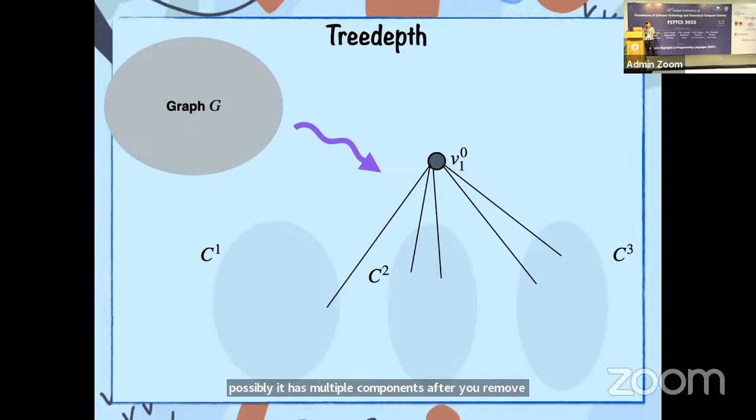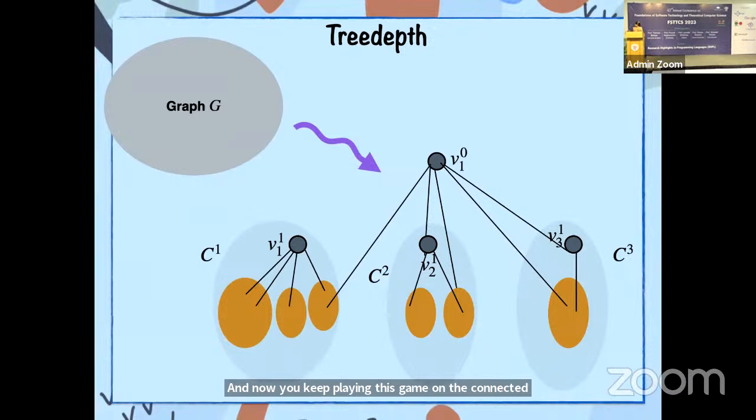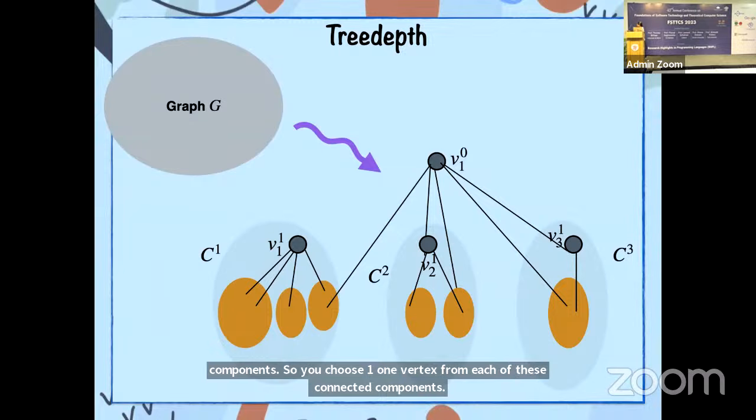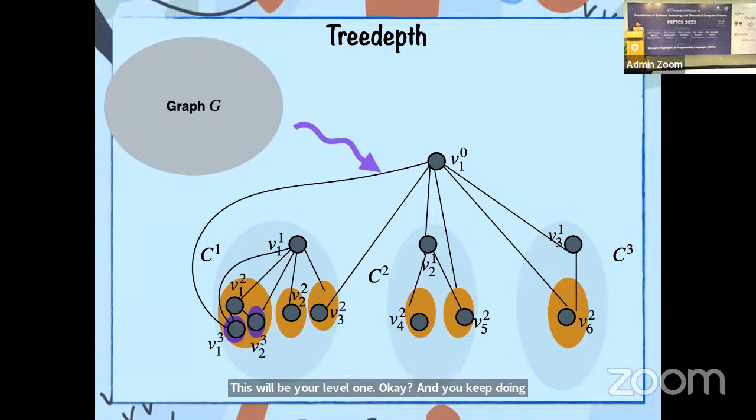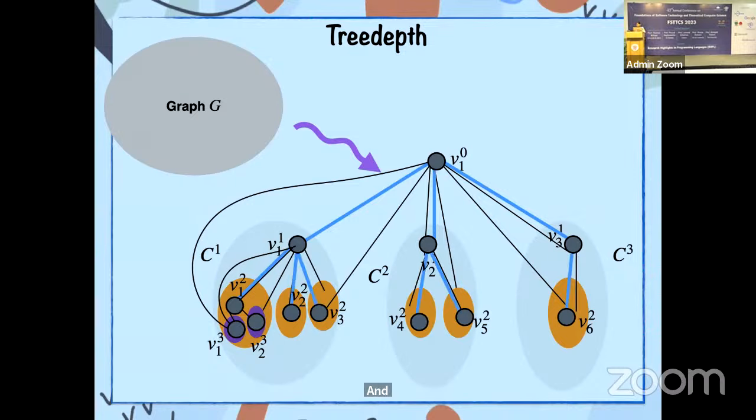And now you keep playing this game on the connected components. So you choose one vertex from each of these connected components. Say you chose these vertices v11, v12, and v13 from these three connected components respectively. So we started from the zeroth level. This will be your level 1. Okay. And you keep doing this process till your connected component has just a single vertex, in which case, if we delete it, you can no longer proceed. Okay. So this gives you a natural tree-like structure in your graph. Starting from the root, you add the edges from the vertex that you chose at level 0 to the vertices that you chose next, which were v11, v12, and v13 respectively. And similarly, from v11 to the vertices you chose next, and so on and so forth.